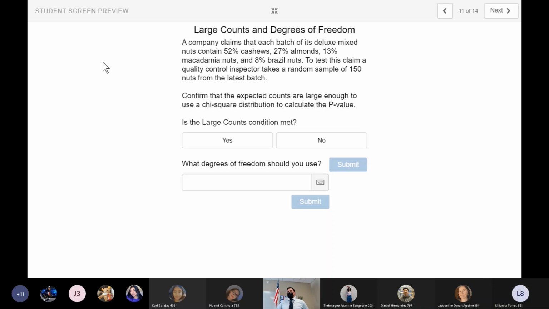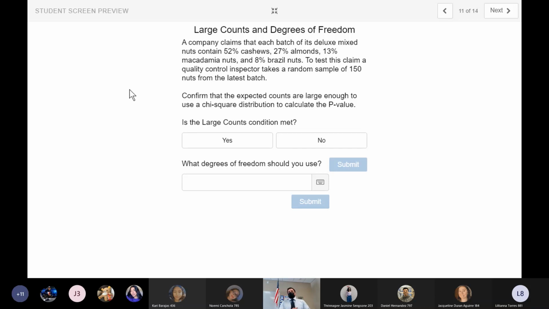Then, what degrees of freedom should you use? Please just type the number value for the degrees of freedom that you will use on table C. Let's take a couple minutes to answer these two questions. There's a submission button for both of them so that you can see if your answers are correct.